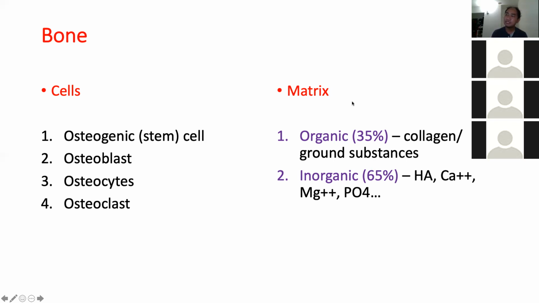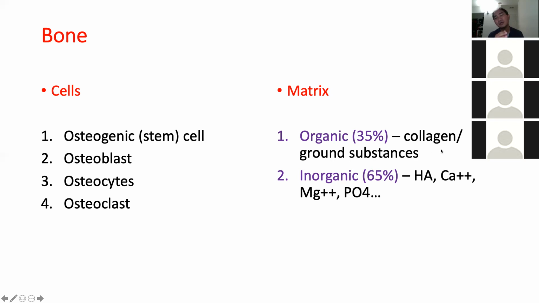Bone matrix is made of organic and inorganic compounds. So what is the difference between organic and inorganic? Organic compounds have carbon. Inorganic compounds don't have carbon. So inorganic compounds are hydroxyapatite, calcium, magnesium, and phosphate. Organic compounds are collagen fibers and ground substances.